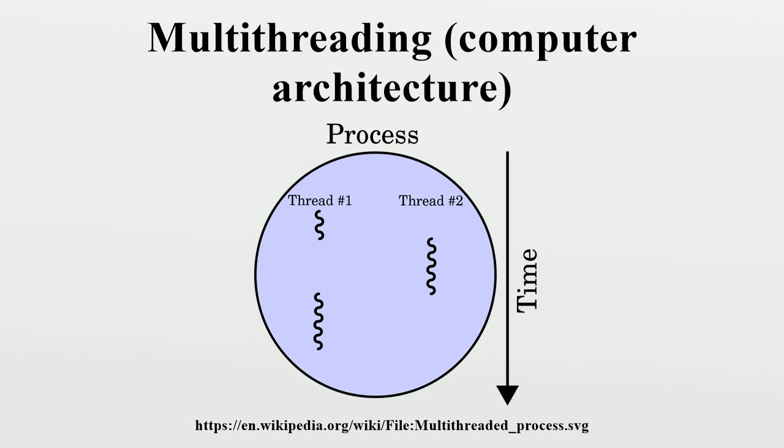In computer architecture, multithreading is the ability of a central processing unit or a single core in a multi-core processor to execute multiple processes or threads concurrently, appropriately supported by the operating system. This approach differs from multiprocessing.